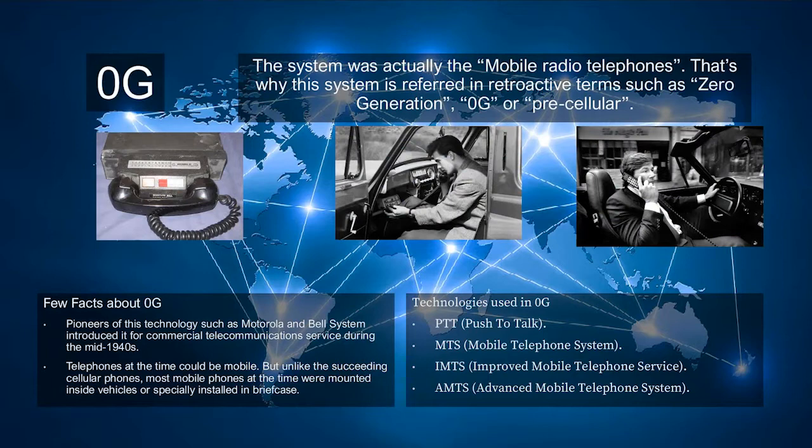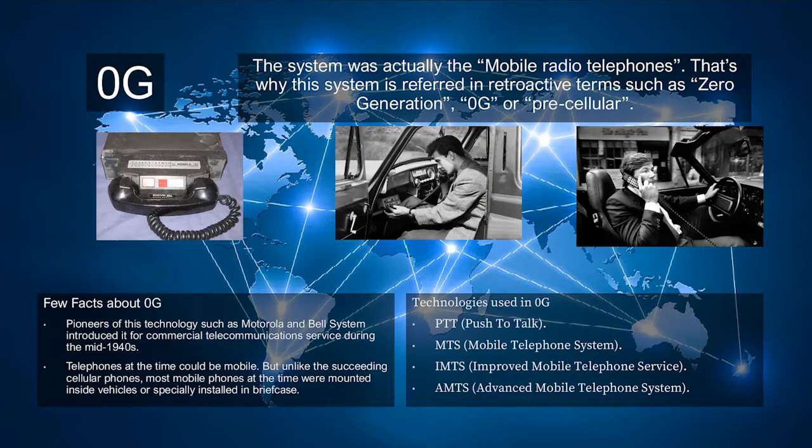0G. The system was actually the mobile radio telephones. That's why this system is referred to in retroactive terms such as 0 generation, 0G or pre-cellular. So, a few facts about 0G: pioneers of this technology such as Motorola and Bell System introduced it for commercial telecommunication service during the mid-1940s. Telephones at the time could be mobile, but unlike the succeeding cellular phones, most mobile phones at the time were mounted inside vehicles or specially installed in a briefcase.